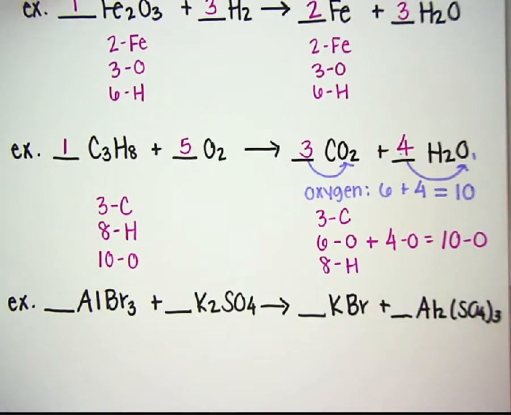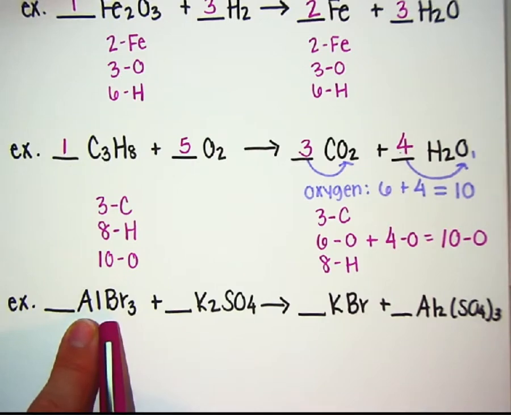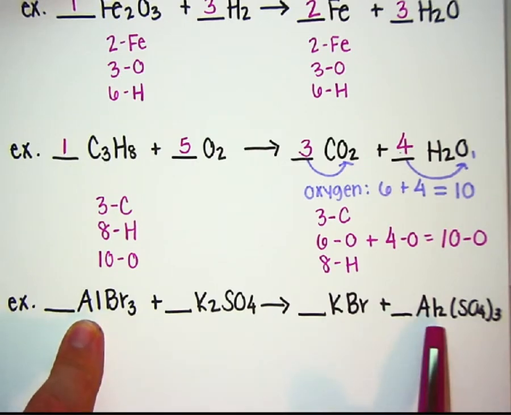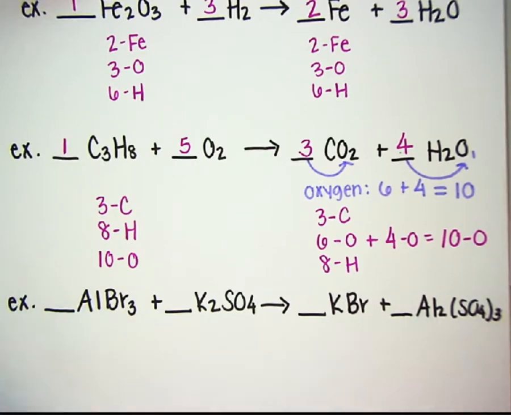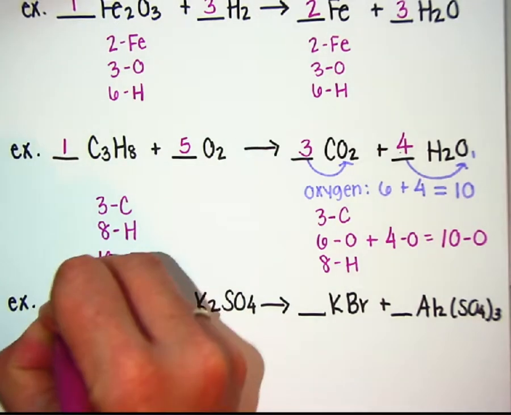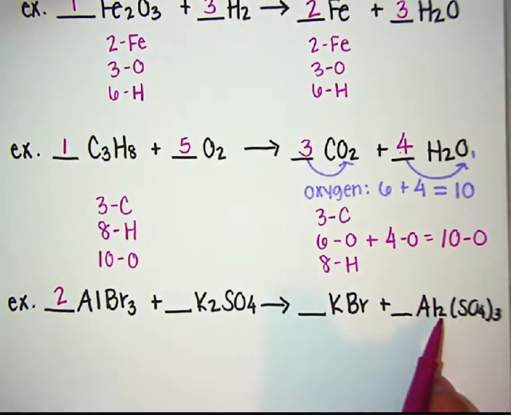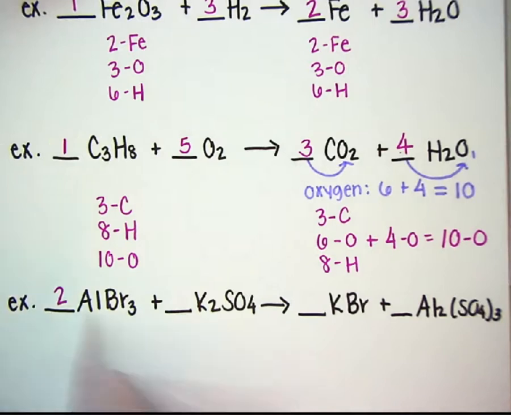So here's one with a polyatomic ion. So we're going to balance the polyatomic ion as a single unit, and I'll show you what I mean by that. Let's look for things that aren't balanced. So starting at the left, I see that I have 1 aluminum, and then on the right side I have 2 aluminums. So let's add a 2 here. 2 aluminums on the right, 2 aluminums on the left.